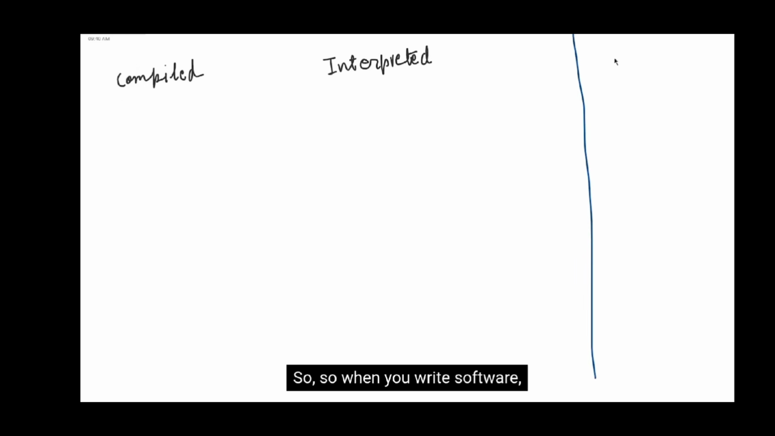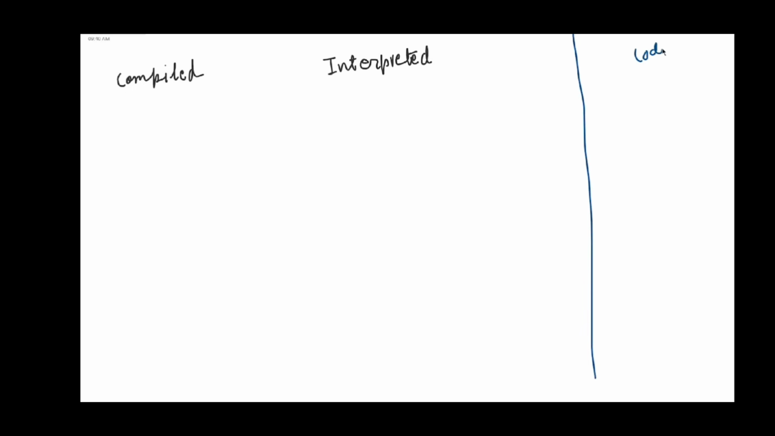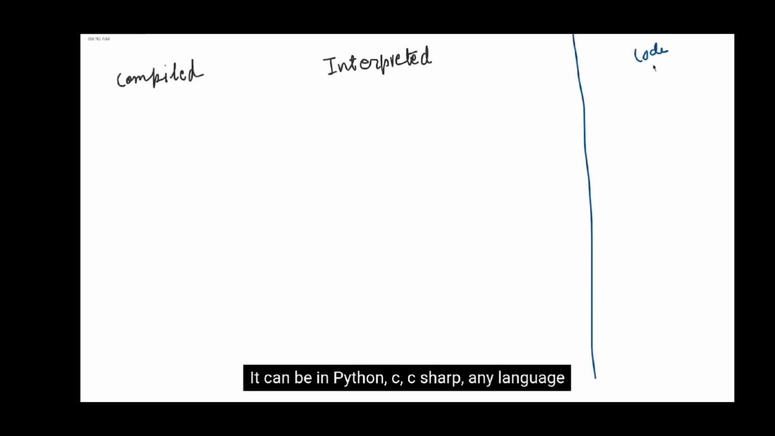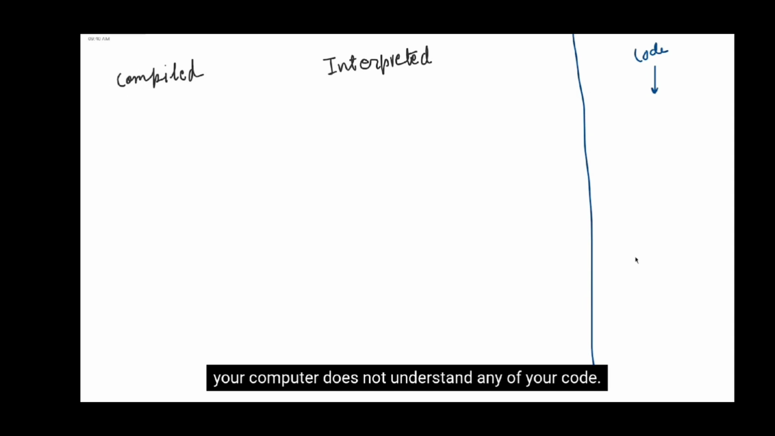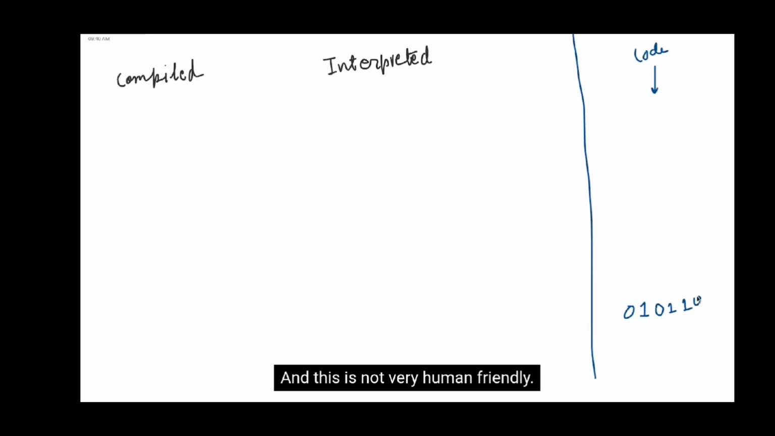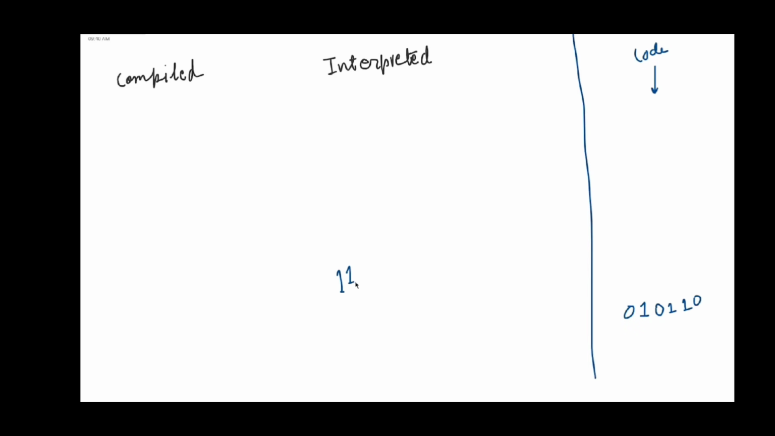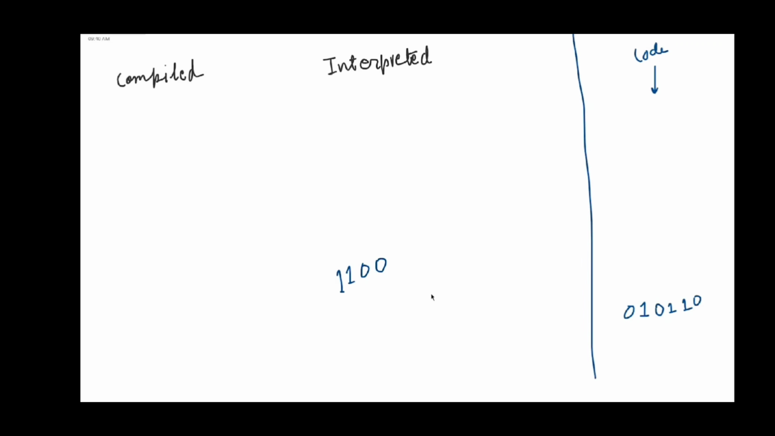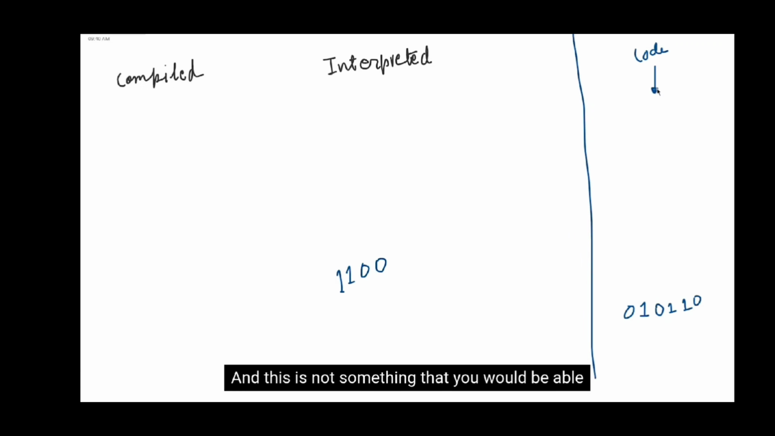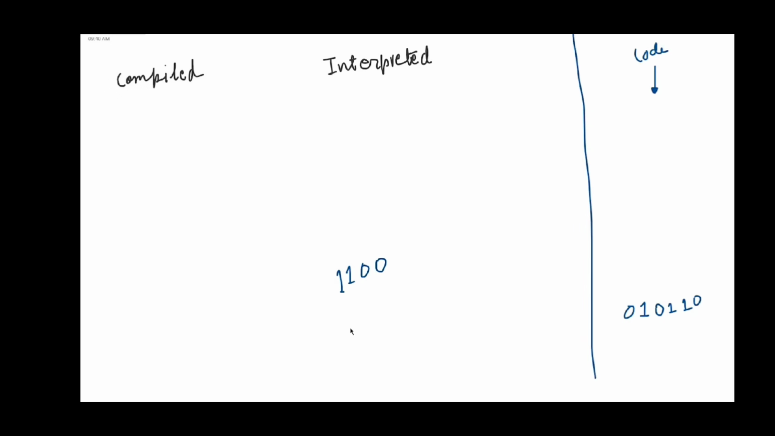So when you write software, you write it in something which is human readable. So that is your code. It can be in Python, C, C#, any language that is human readable. So your computer does not understand any of your code. Your computer can only understand binary, and binary is written in zeros and ones like this. And this is not very human friendly. You cannot understand what this is. For example, 1100 is what 12 is, if I remember correctly. Yes, that is what 12 is. And this is not something that you would be able to make out when you first see this number.